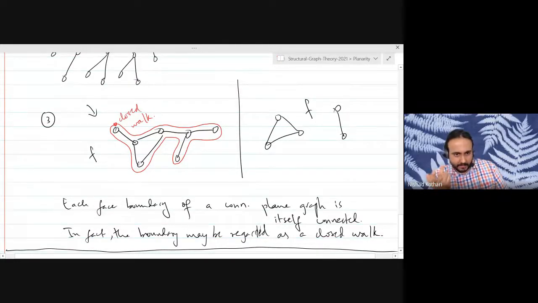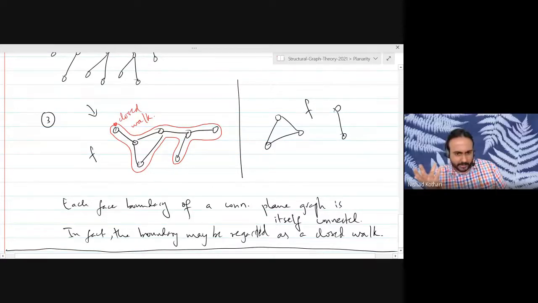Because any face can be made the unbounded face by embedding on the sphere. This is quite clear, right? On the sphere, there is no concept of an unbounded face, right? You can think of an unbounded face only on the plane. On the sphere, every face is bounded, right?